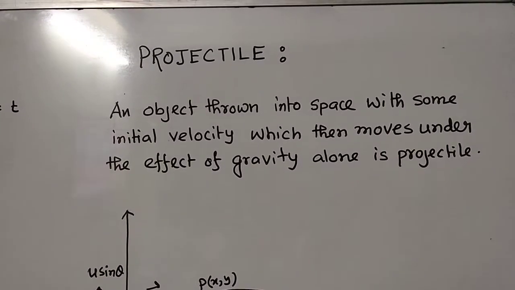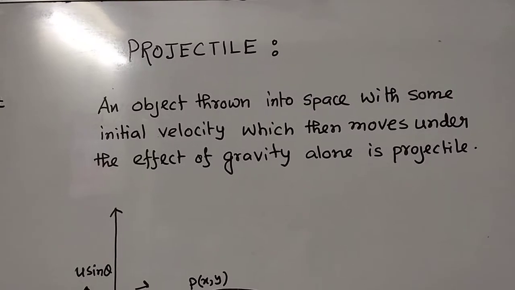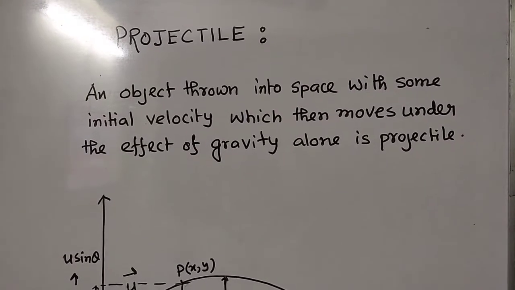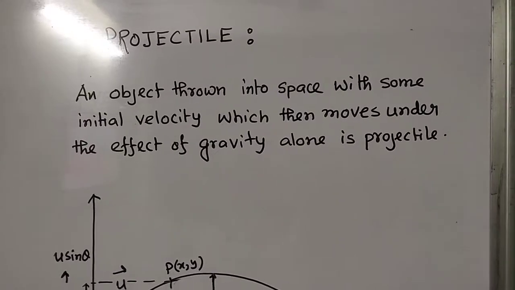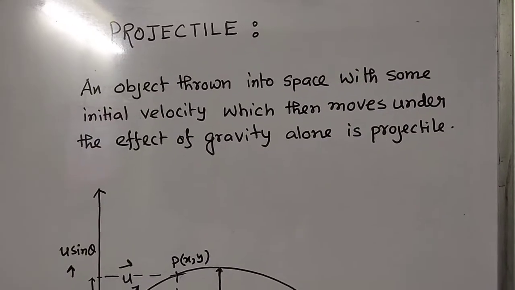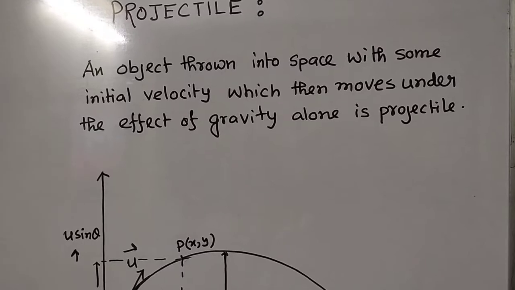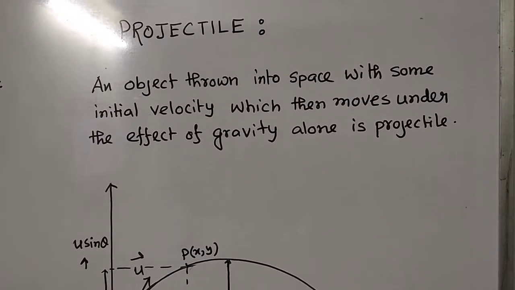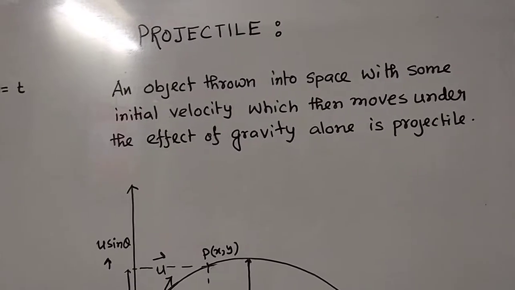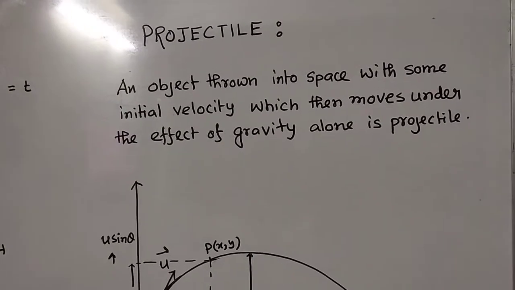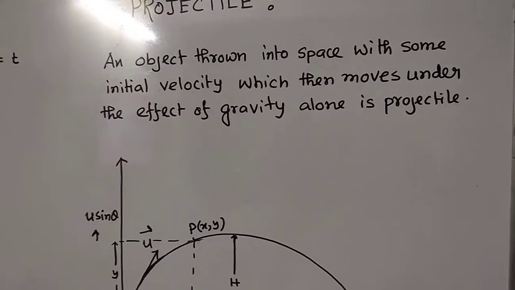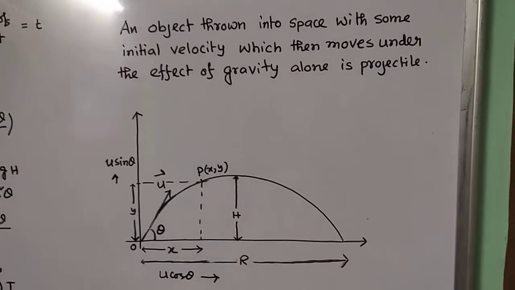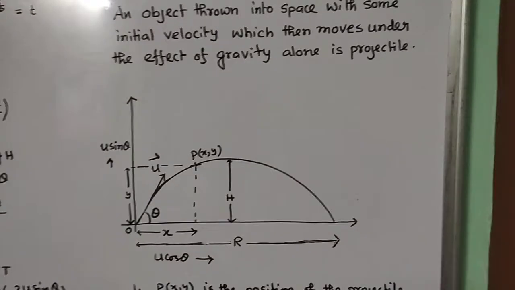As per the statement we have written here, an object thrown into space with some initial velocity, which then moves under the effect of gravity alone, is a projectile. So any object you can consider a projectile, but the condition is that you have to impart a certain initial velocity to the object and it moves under the effect of gravity alone. So two parameters: initial velocity and the effect of gravity. The motion should be only under the effect of gravity alone. Then it is a projectile.